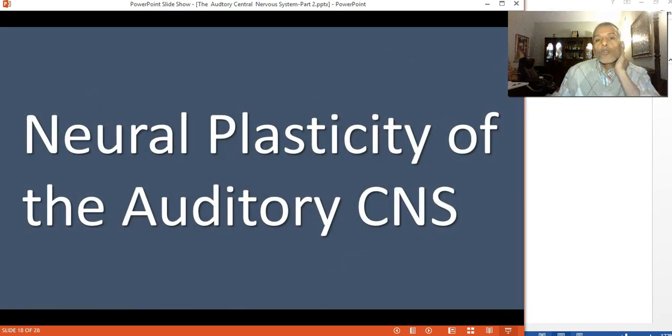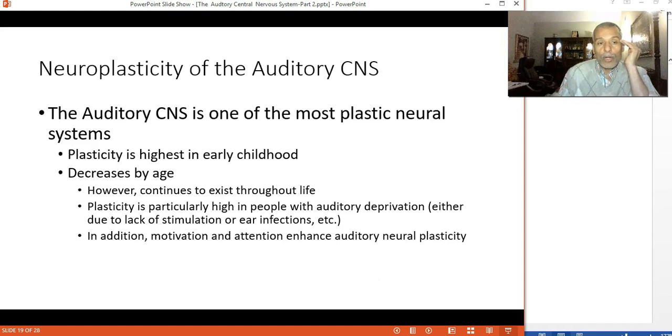So we'll speak a little bit about neural plasticity of the auditory central nervous system and what it means when we look at this within the context of the critical periods and sound learning. So the auditory central nervous system, again, is one of the most plastic neural systems. That means it is very flexible, and it continues to be flexible throughout life, and it has a high level of plasticity. So plasticity is naturally at the highest level during childhood, but it decreases gradually with age.